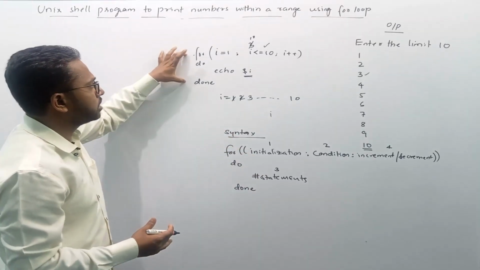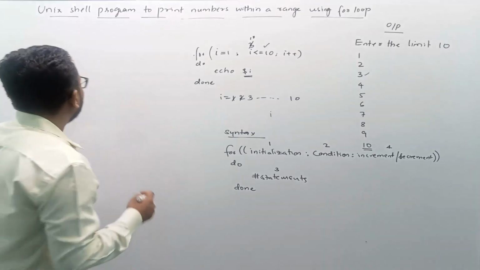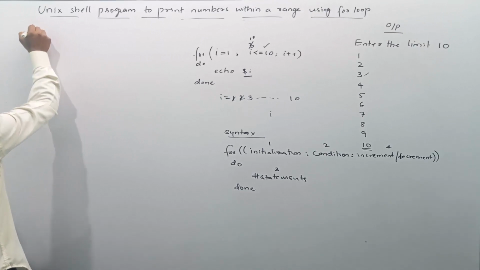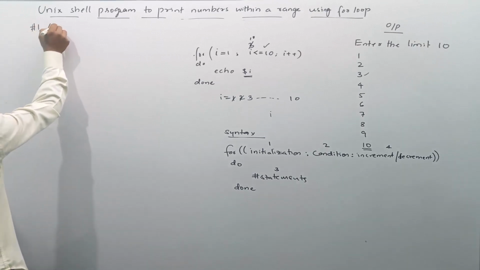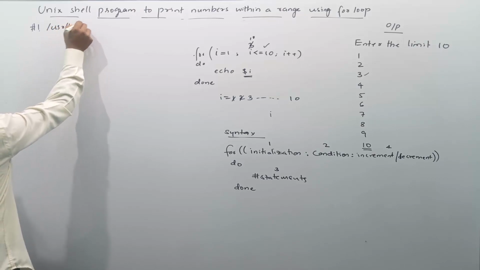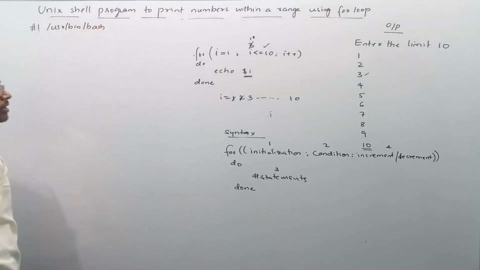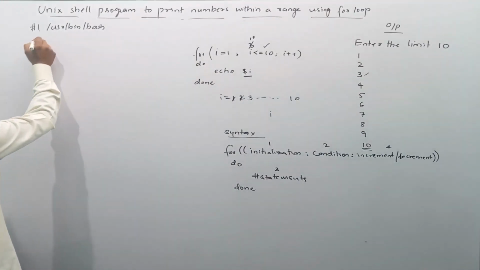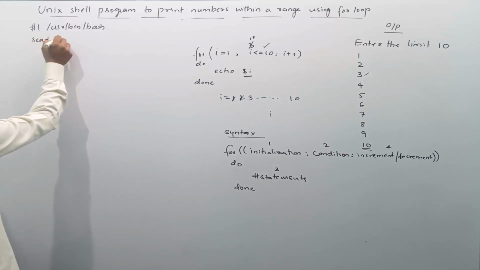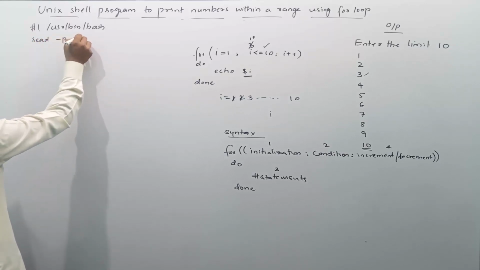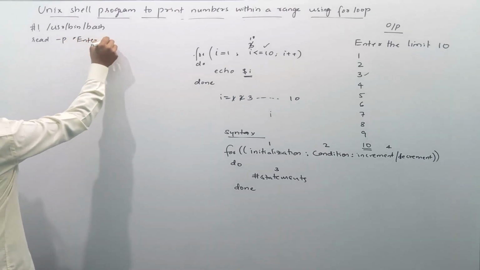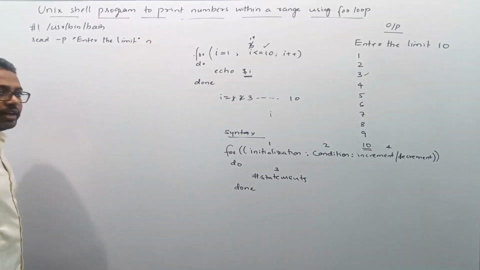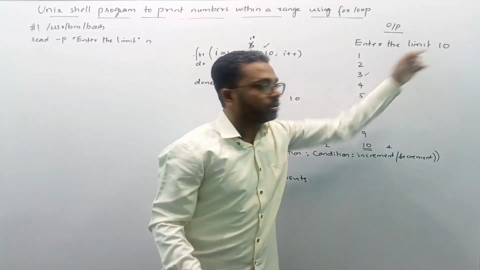Now I will just use this code to write the shell program. As we already know, every shell program starts with the shebang statement, hash exclamation forward slash usr bin bash. Then next I need to display this message, enter the limit. So to print that I will use read space hyphen p space double quote, enter the limit. Then I will create a variable n which will hold this value 10.